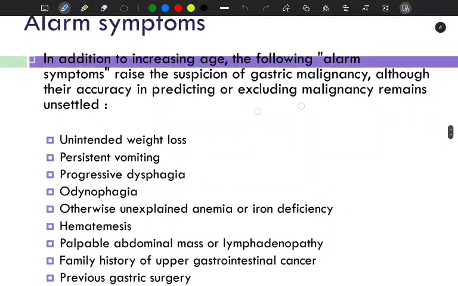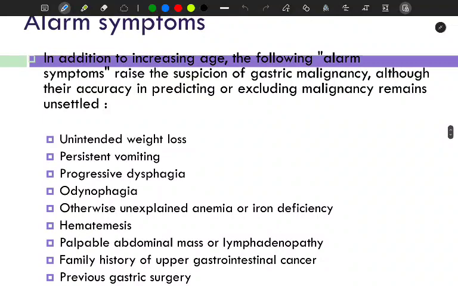Alarming symptoms, as we said: age above 40, unintentional weight loss, persistent vomiting, progressive dysphagia, unexplained anemia. Excellent. If you look for iron deficiency anemia, especially in pediatric age, and you have investigated thoroughly and did not find any cause, nothing explained, look for H. pylori, because unexplained iron deficiency anemia can be a symptom of H. pylori.